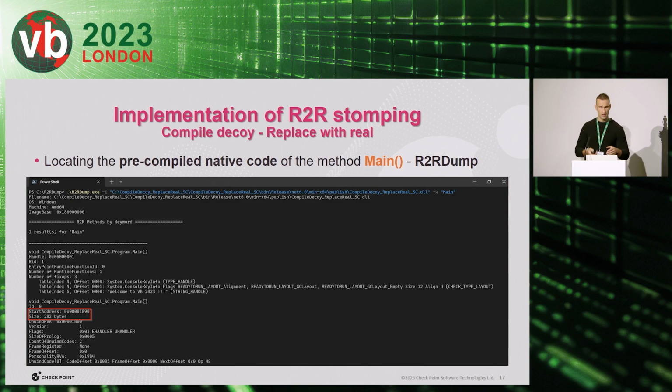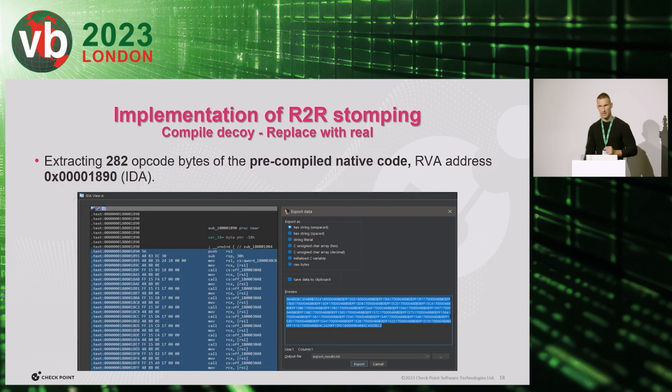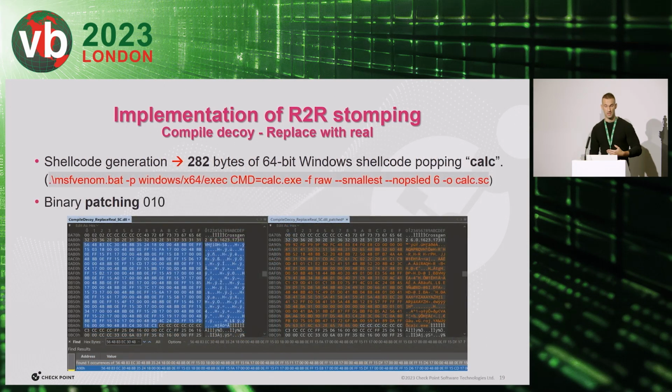And we can see that we can very easily get information about the main method, about the relative virtual address of the precompiled code of the main method, and also the size. In this case, 282 bytes. We will extract these 282 opcode bytes from the precompiled native code. Why? Because we can use a disassembler like IDA to extract those opcode bytes, and we will use these bytes for very simple binary patching.